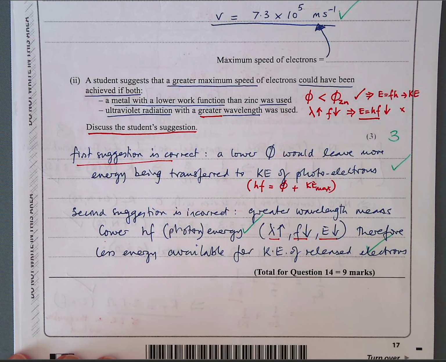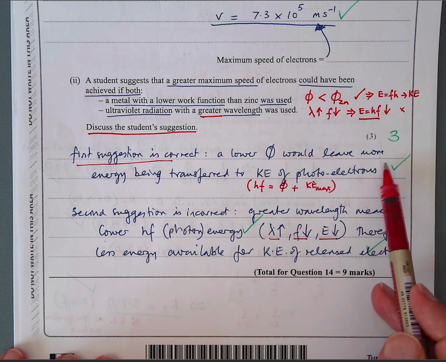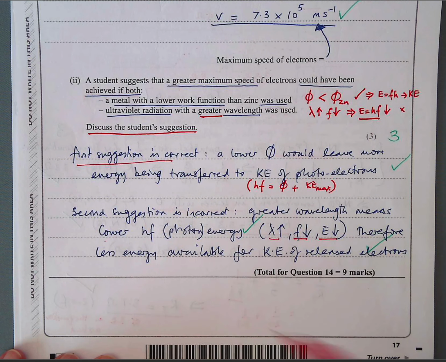And this is how I've done it. So you have to drive the point home. So the first suggestion is correct because, as I've explained, and put it into words. So you basically got to do what I've done and be able to put it into clear English. 1 mark for the first suggestion, 2 marks for the second, because the second suggestion is incorrect, but the greater wavelength means that the photon energy will be decreased.